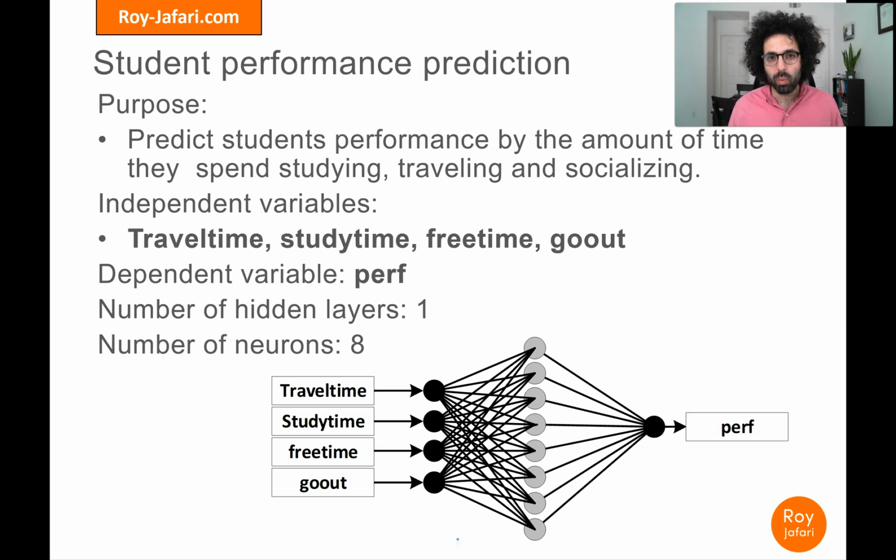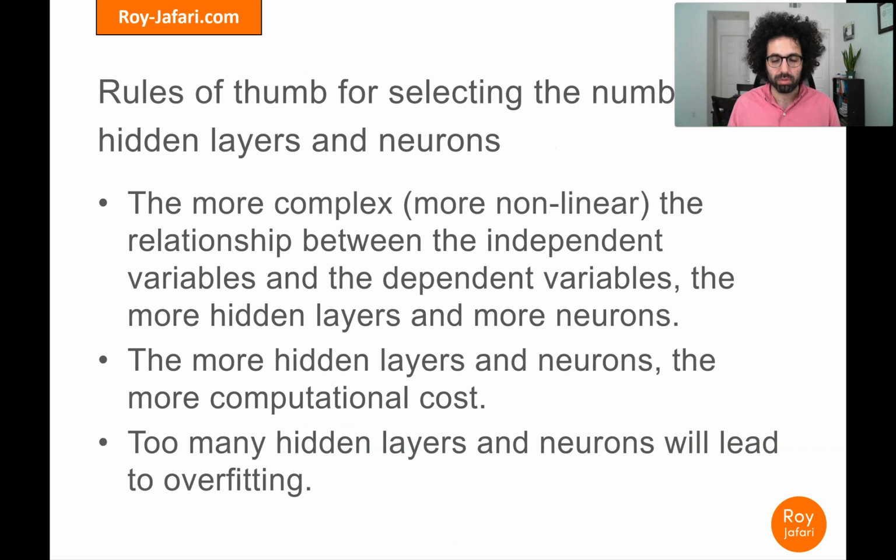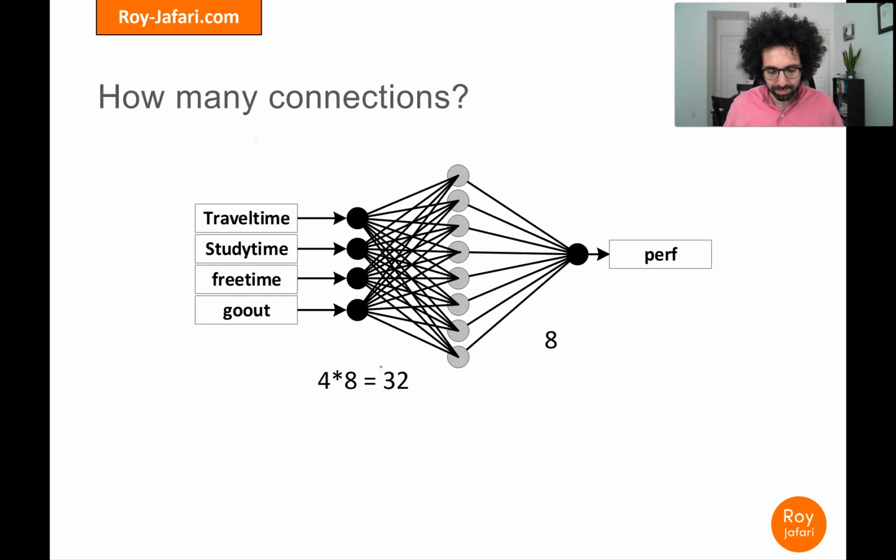But at the same time, we want to know these rules of thumb. The higher the number of neurons and hidden layers you have, the more complex your algorithm is. Therefore, you're going to have higher computational costs and you're going to be more prone to overfitting, right? So you want to know this because you don't want to overfit your training set. At the same time, you might not be able to afford so much computational cost. So by knowing these, you should be able to design your network in a good way.